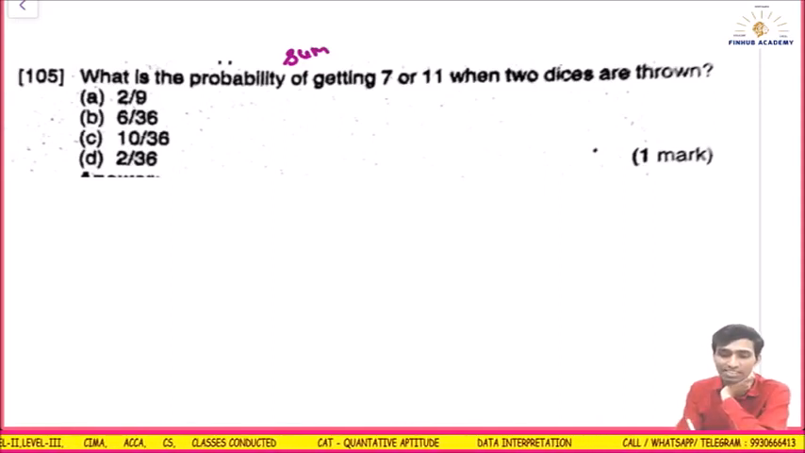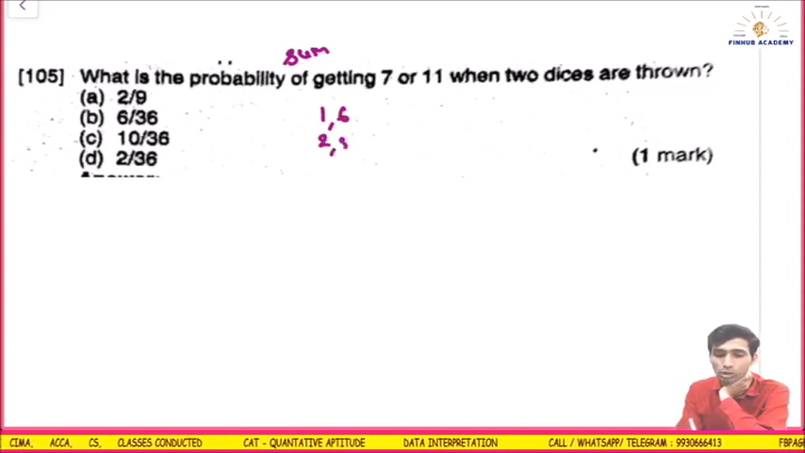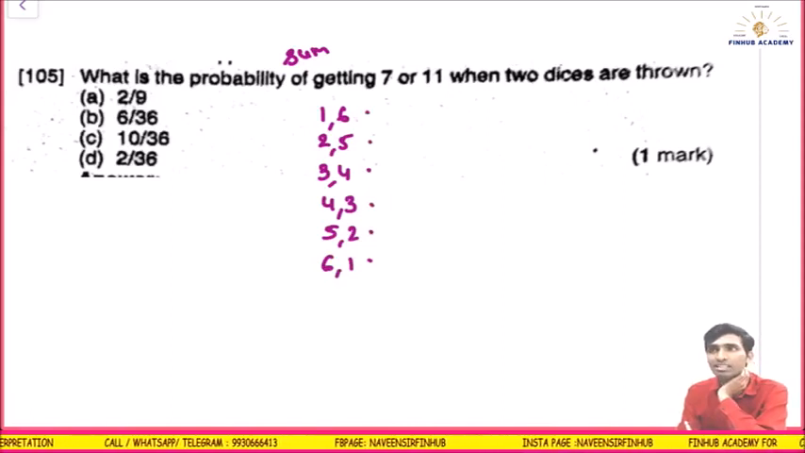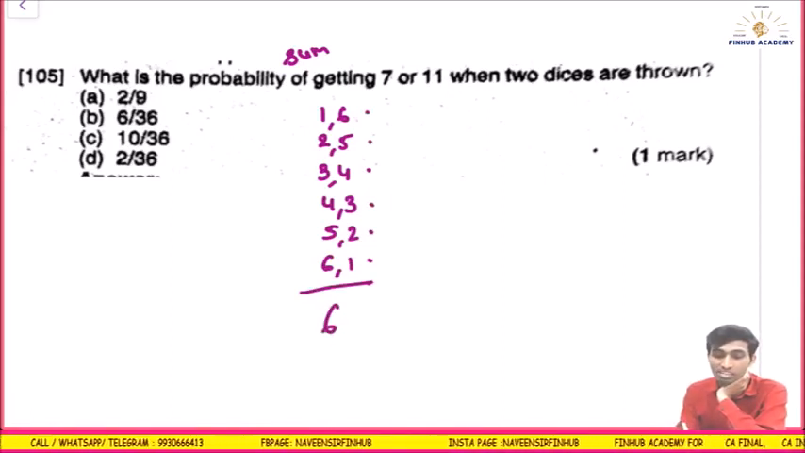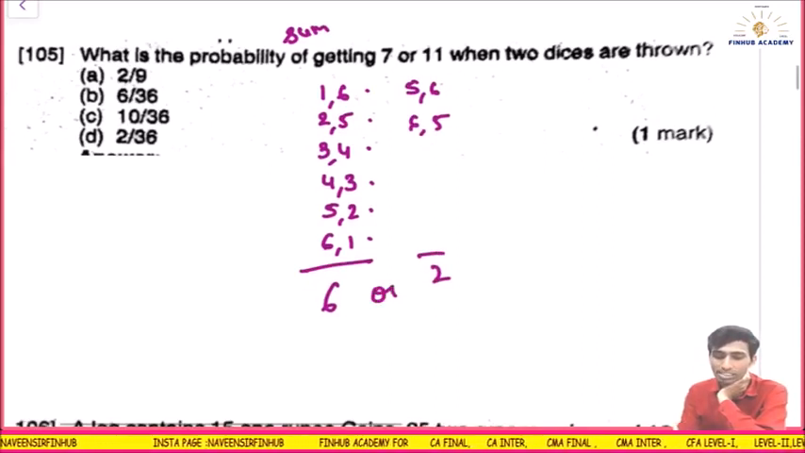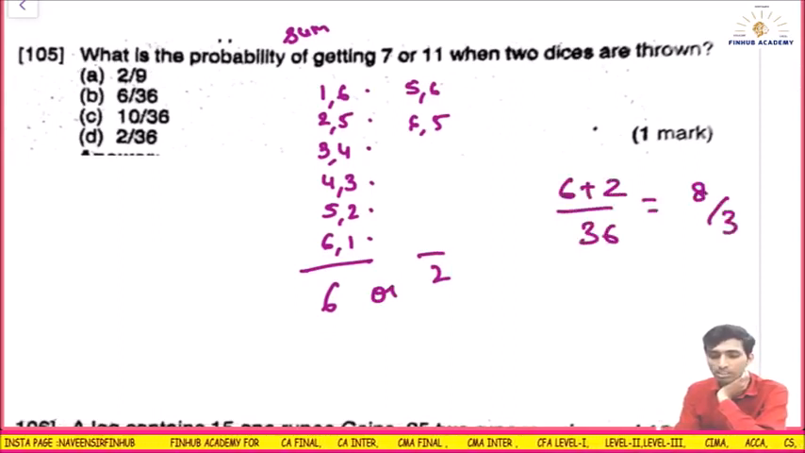When I get 7: 1 comma 6, 2 comma 5, 3 comma 4, 4 comma 3, 5 comma 2, 6 comma 1. Understood? So how many events are there? 1, 2, 3, 4, 5, 6. So here the total is 6 events. When I get 11, I get 5 comma 6 and 6 comma 5. So this is 2 events. Either I should get this or this. So 6 plus 2 upon 36. So 8 upon 36.